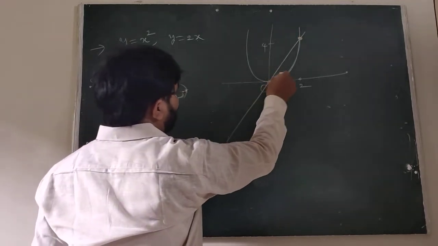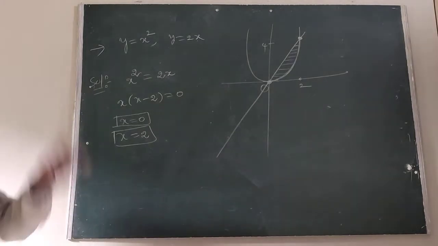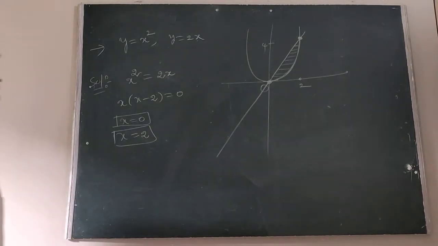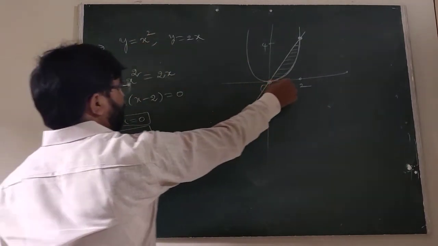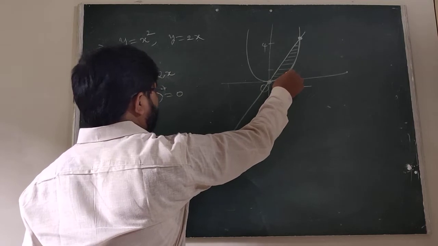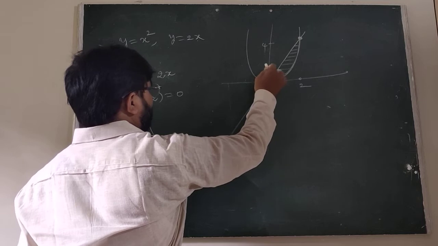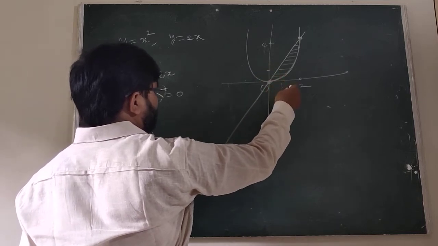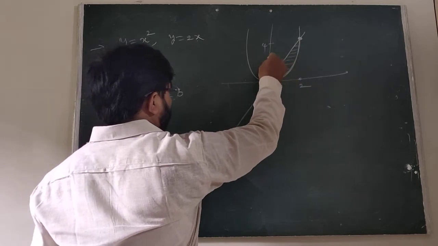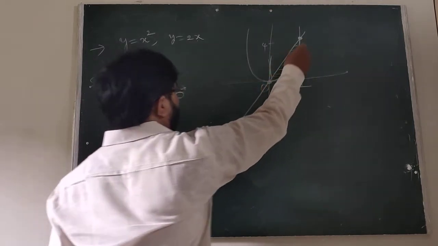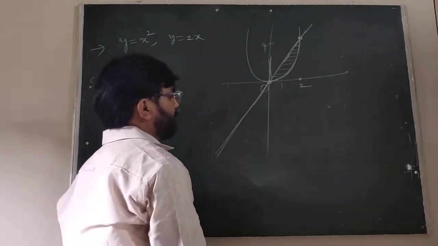So now we have to find this region. Is it clear or not? Suppose you take an in-between value, x is 1. For the line, when we take x as 1, we get y as 2. But for the curve, y is 1. So that's why we can draw the approximate graph like this one. We have to find this region. How to find this one?